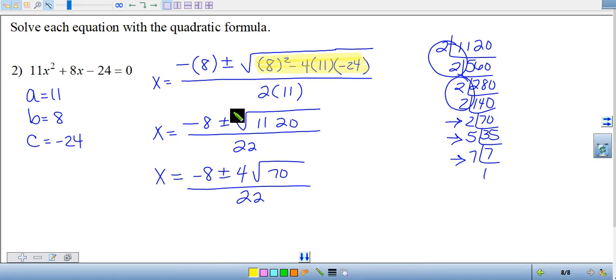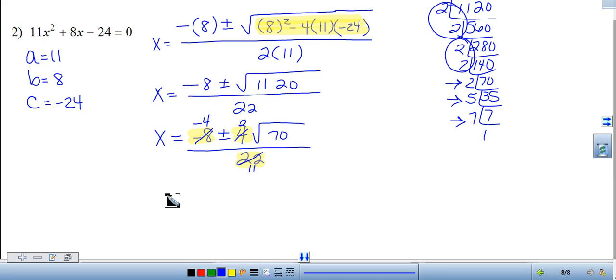The last step, I need to look at the 3 outside numbers. If these 3 numbers have something in common, I can divide it out of all 3 of them. They do. They're all divisible by 2. 2 divides into -8, -4 times. 2 goes into 4, 2 times, and 2 into 22, 11 times. So my final answer is -4 plus or minus 2 square root of 70 over 11.